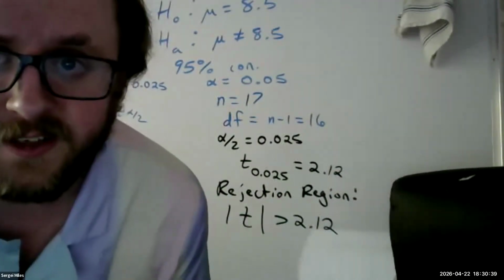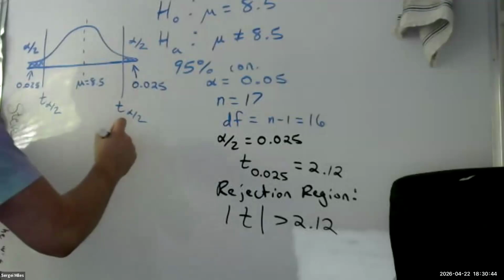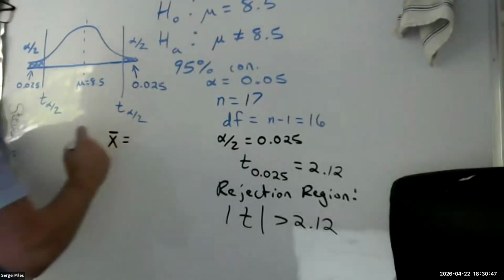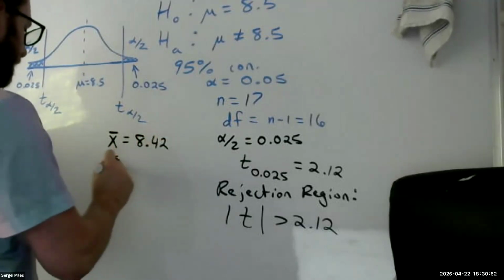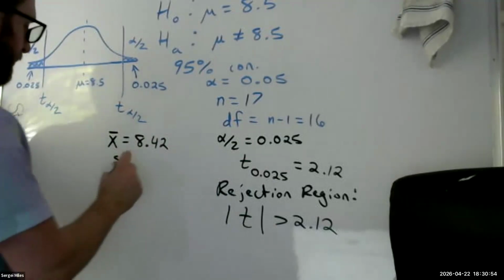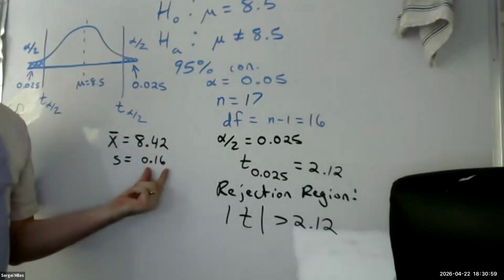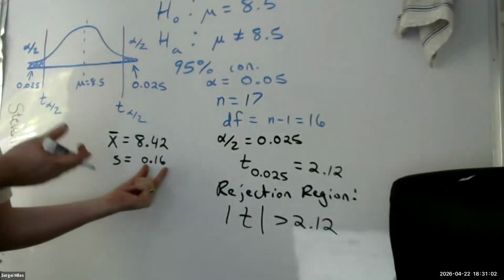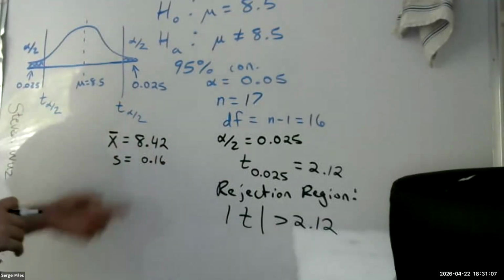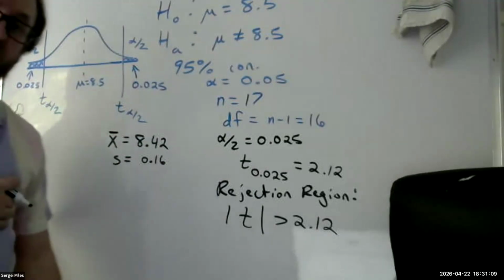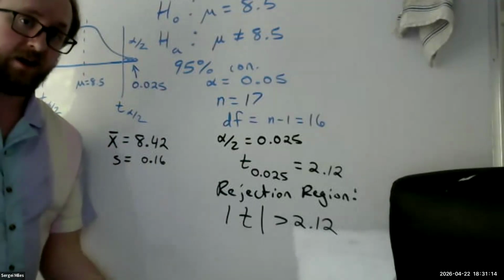So now we can go back to the exercise. The sample size is 17. My sample average is 8.42. And my standard deviation is 0.16. All right. Which you can also see here with this natural variation. With a standard deviation of 0.16, sometimes this average might waver a little bit and actually be above 8.5, in which case 8.42 might not be alarming at all.